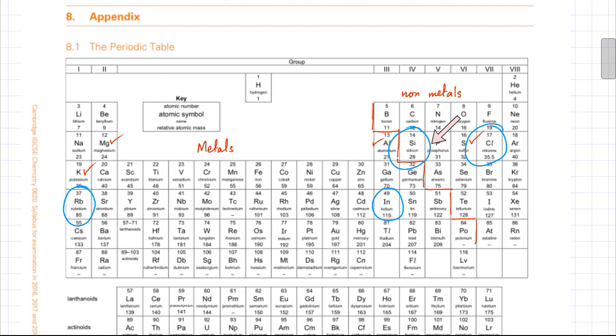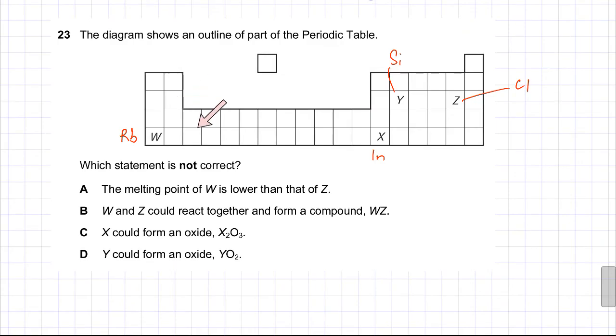On the right hand side, these elements are all non-metals. On the left hand side of the staircase line, all these elements are metals. So elements that are very close to this line would have metalloid properties. So this is a metal. This is classified as a non-metal. So coming back to my question, I've marked all the elements on the question, and which statement is not correct.